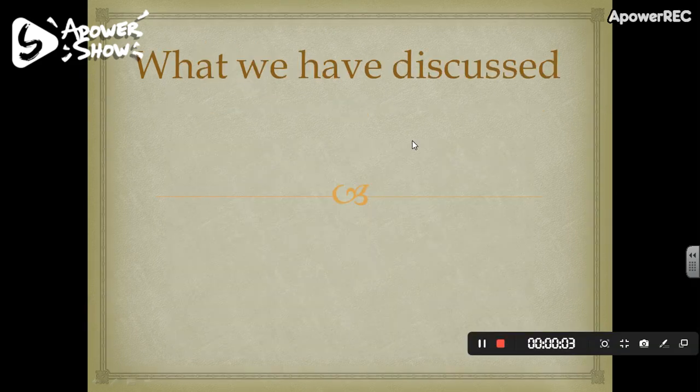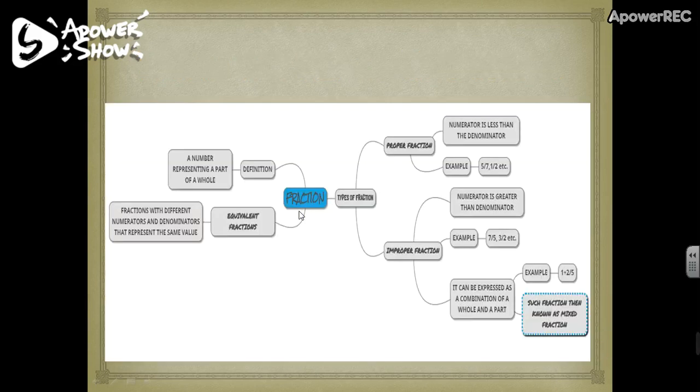In this session, what we have discussed is about fractions. What is a fraction? It is a number representing part of a whole. Types of fractions: improper fraction and proper fraction. Proper fraction is one in which the numerator is less than the denominator, and improper fraction is one in which the numerator is greater than the denominator. We also learned that an improper fraction can be expressed as a combination of whole and a part, and if we are representing an improper fraction as a combination of whole and part, then such an improper fraction is known as a mixed fraction.